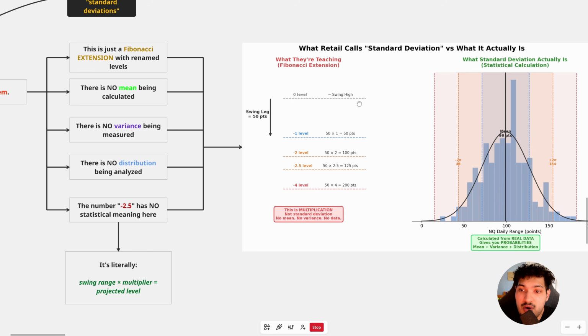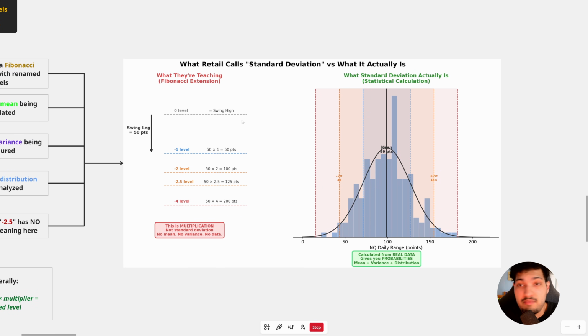And what I was telling you in the example on the chart, this is exactly what it is. Everyone on TikTok, Powell, all these other random kids, they're just teaching you Fibonacci extensions. Swing leg, 50 points. The math is behind what I told you. The -1 level is going to be 50 times 1, which is 50 points. The -2 is 50 times 2, and so on and so forth. This is just basic multiplication, not standard deviation, no mean, no variance, no data.